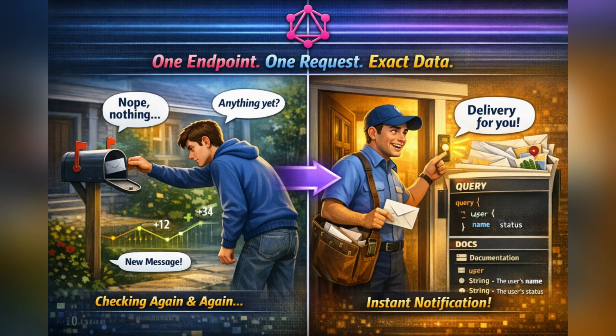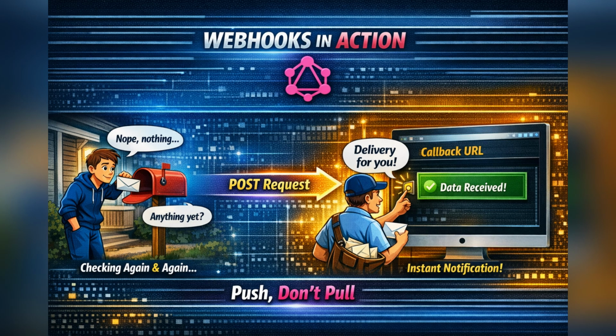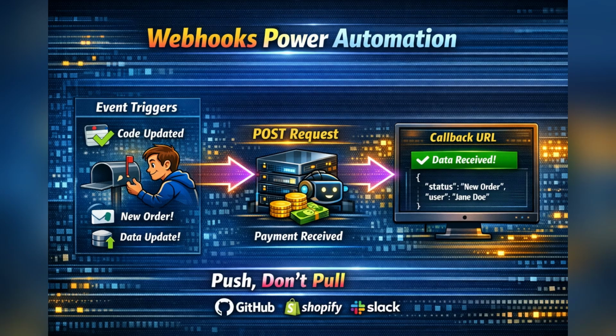Now let's talk about a different approach, webhooks. Normally, apps keep asking servers for updates over and over again. This is called polling. Webhooks flip that model. Instead of constantly asking, you give the server a callback URL. When something happens, like a payment or a new message, the server sends the data directly to you. No repeated requests, just instant updates. Webhooks are widely used for automation. They power notifications, payment systems, CI/CD pipelines, and integrations between apps, keeping everything in sync in real time.